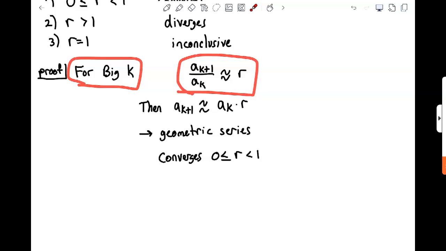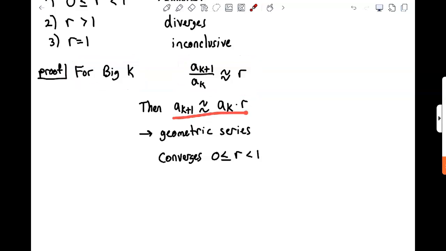But that's the rough sketch of the idea, that as k gets really, really big, pretty much you're right at r, right? If you go far enough over, a_(k+1) over a_k is pretty much equal to r. So that means that a_(k+1) is basically a_k, the previous term, times r. And that's true for all the terms beyond that point, which makes the tail of the series, the very end of the series, approximately geometric. And geometric will converge if r is between 0 and 1. Of course, if r is 0, then it would also converge.